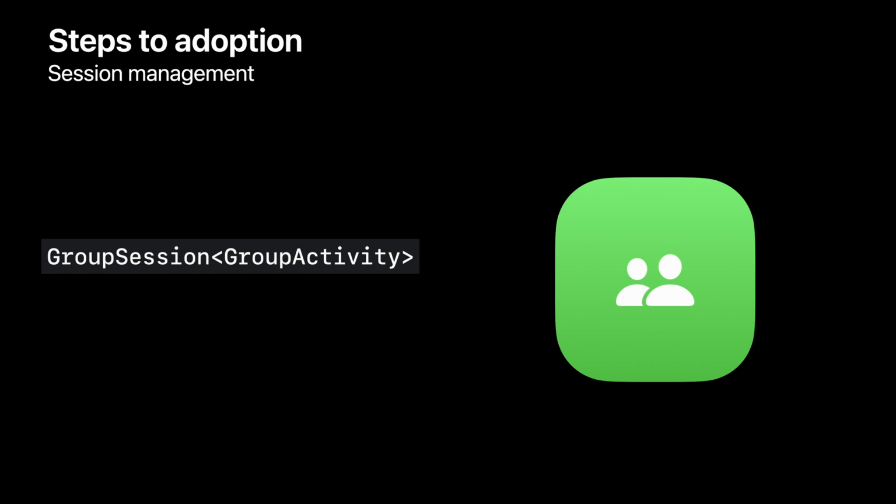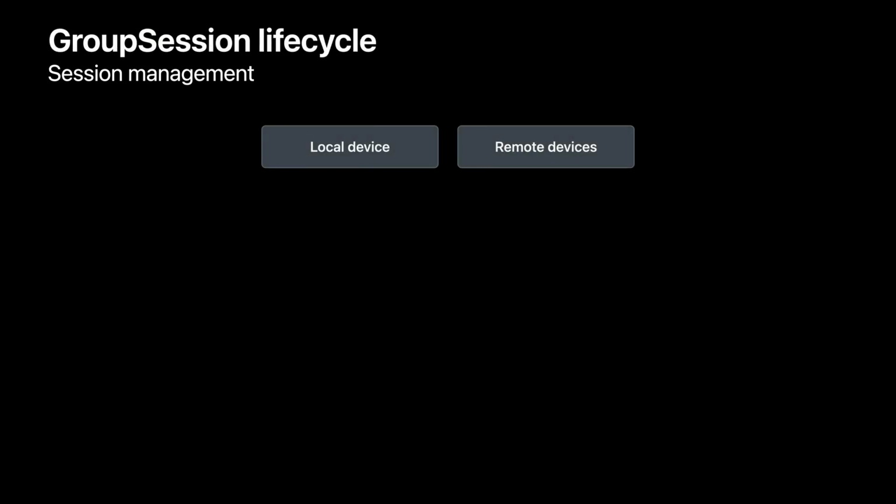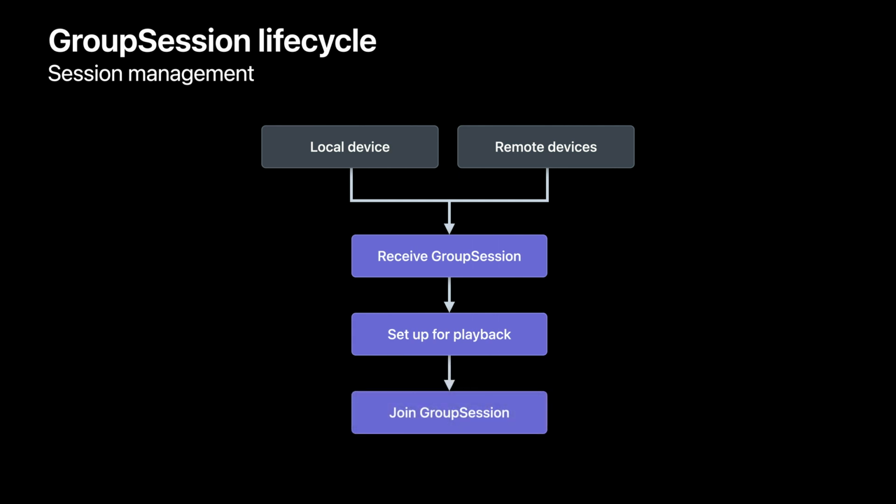The main thing to learn about receiving a group activity is the group session object and the way you receive a group session, the group session's async sequence. Here's a high-level diagram showing the typical group session lifecycle. Both the local and remote devices receive a group session. The app should then set up in preparation for playback. And finally, when ready, join the group session.